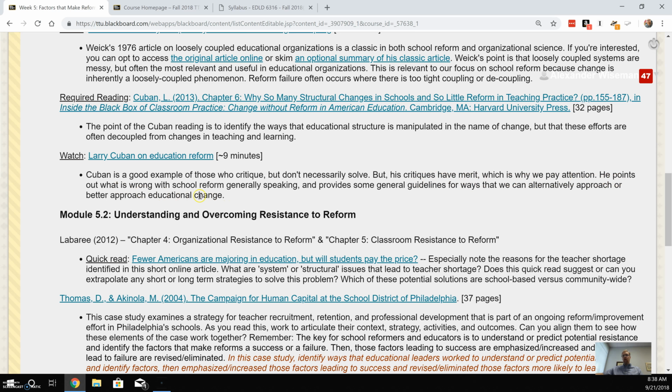He points out what is wrong with school reform, generally speaking, and provides some general guidelines for ways that we can alternatively approach or better approach educational change. And when I say general guidelines, I mean general. He's not going to give us a lot of specifics. But the general guidelines he provides, you'll have to see when you read the article and watch the video. I agree with them. I think those are good guidelines. What I don't understand is how he proposes that we actually implement them. And that becomes our challenge increasingly as we move through this course.